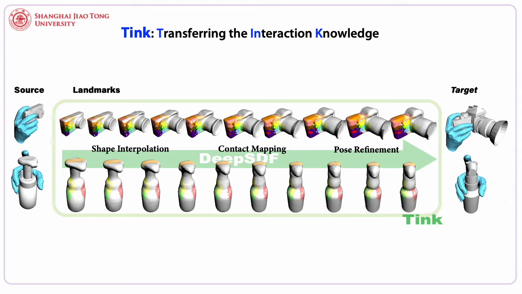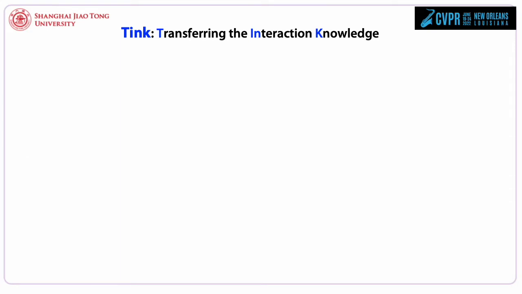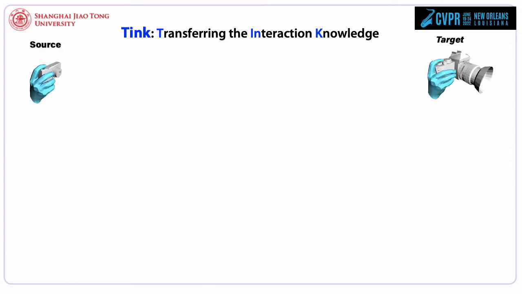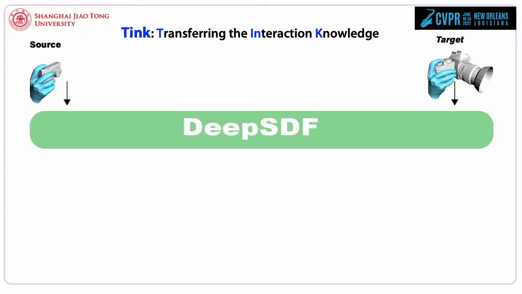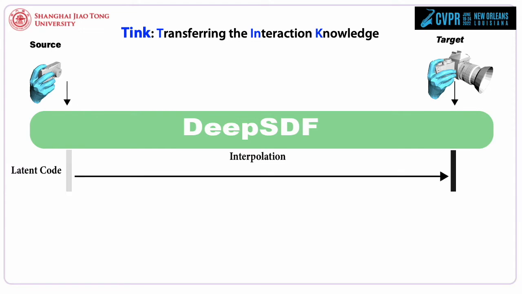TINK consists of 3 subsequent modules, namely shape interpolation, contact mapping, and pose refinement. Given a source and a target object, we want to transfer the hand interaction from the source to the target object. An immediate question is how to express the object shape and perform continuous shape deformation. We represent the object shape as an implicit function, SDF. Now, the question becomes how to perform the shape interpolation between two object SDFs. We train a neural SDF model, DeepSDF, that maps a complex 3D shape into a continuous latent space. Hence, we can perform accurate shape interpolation in the latent space.